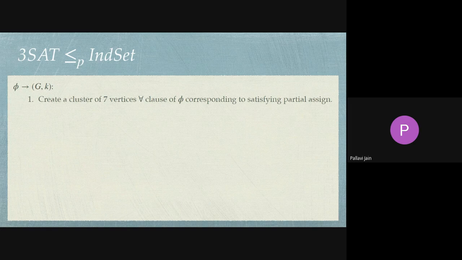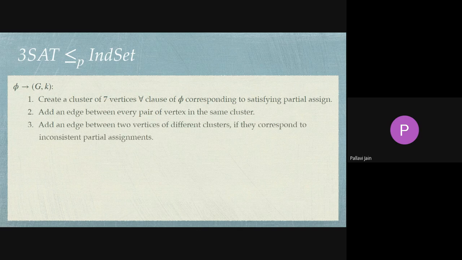Fine, so let's write this more explicitly. In converting phi to G and K, we create a cluster of 7 vertices for every clause, corresponding to satisfying partial assignments. Moreover, we add an edge between every pair of vertices in the same cluster, and we add an edge between two vertices of different clusters if they correspond to inconsistent partial assignments. So is our reduction complete, or do we still have to do something?